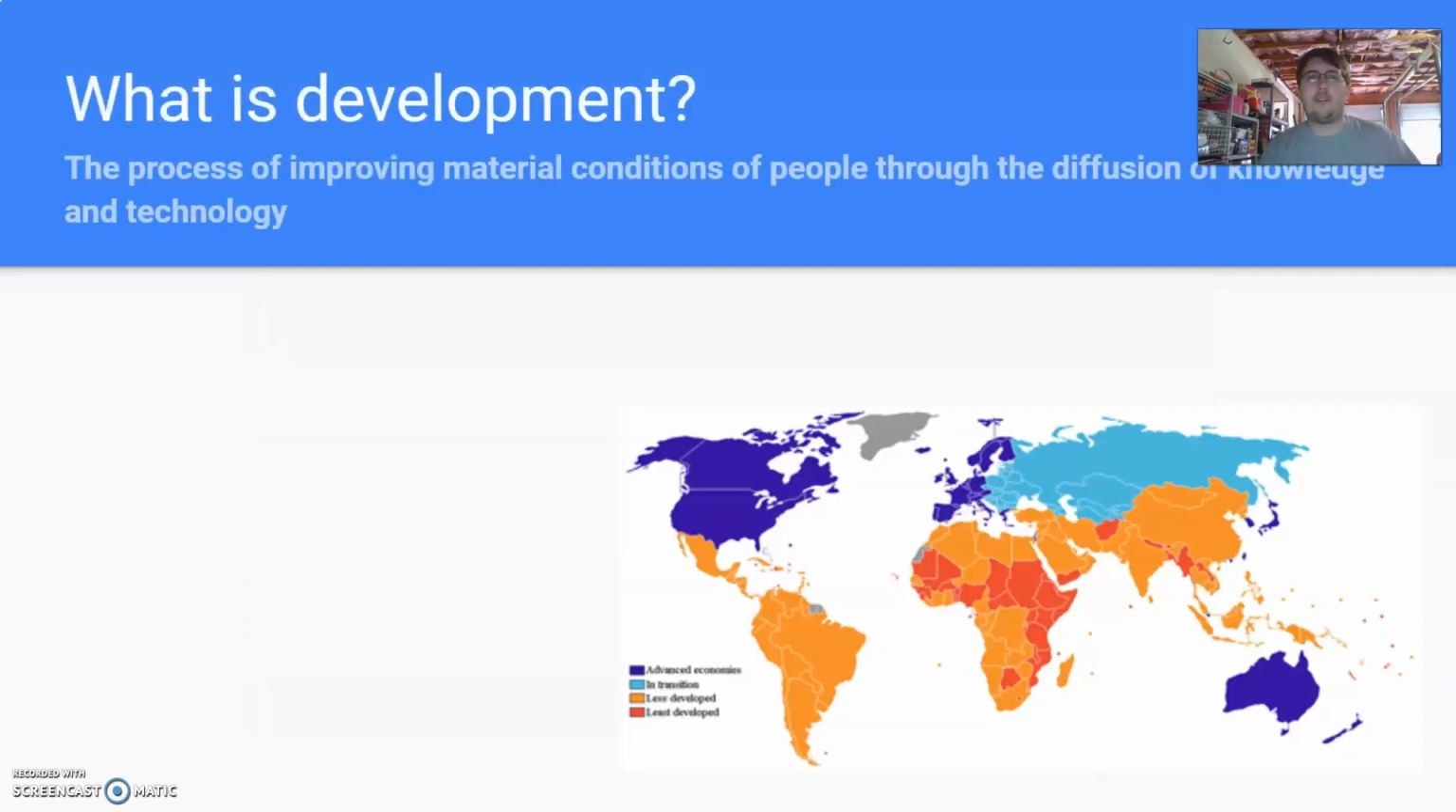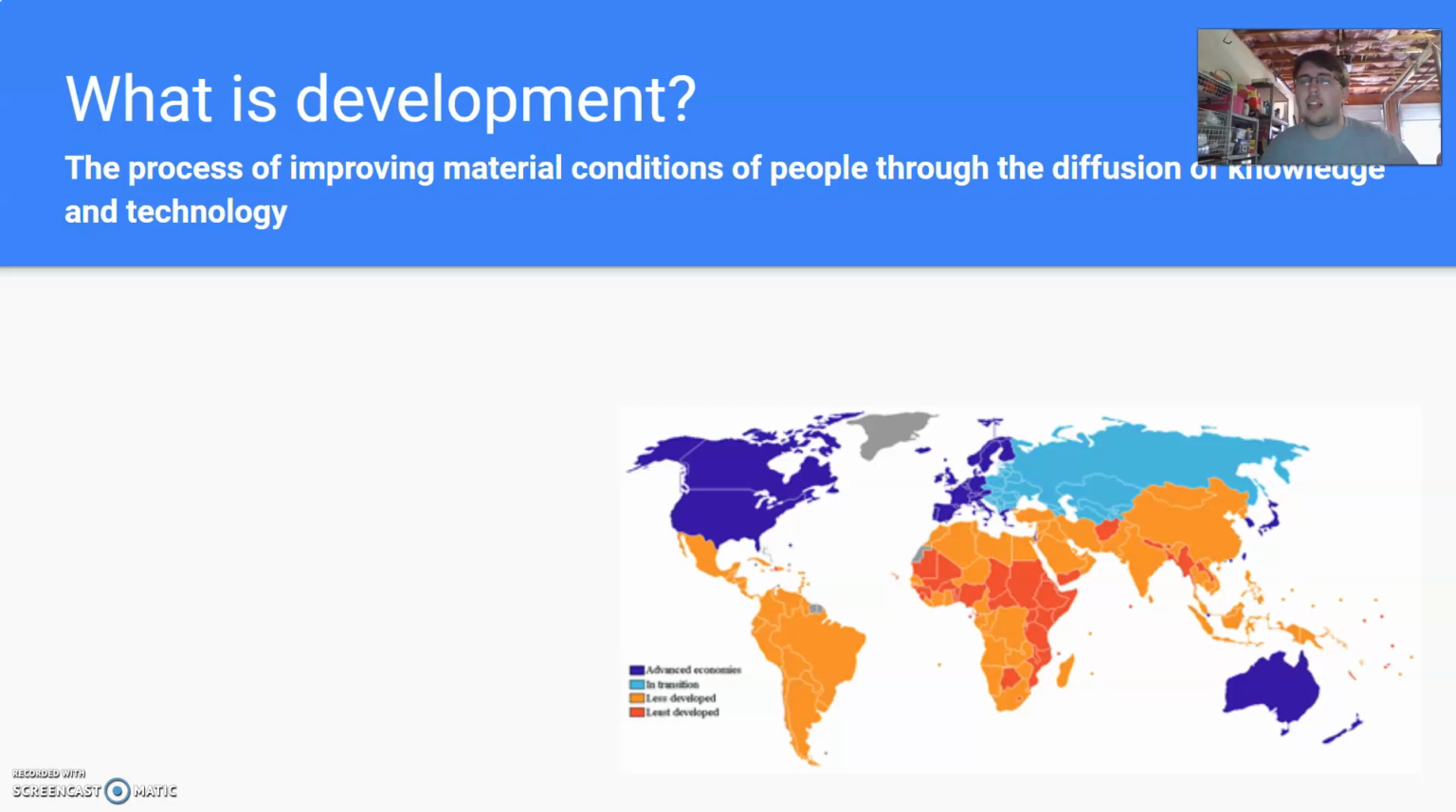So if we have to give a definition, and I'm going to give you one because that's what I've chosen. Piper is now sniffing my foot. I'm not sure why. But development is the process of improving material conditions of people through the diffusion of knowledge and technology. So development is always things that you see.